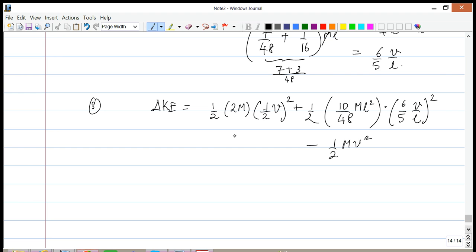And good luck calculating this, simplifying this and all that. I'm sure you'll enjoy this. Alright, so that is it for now.